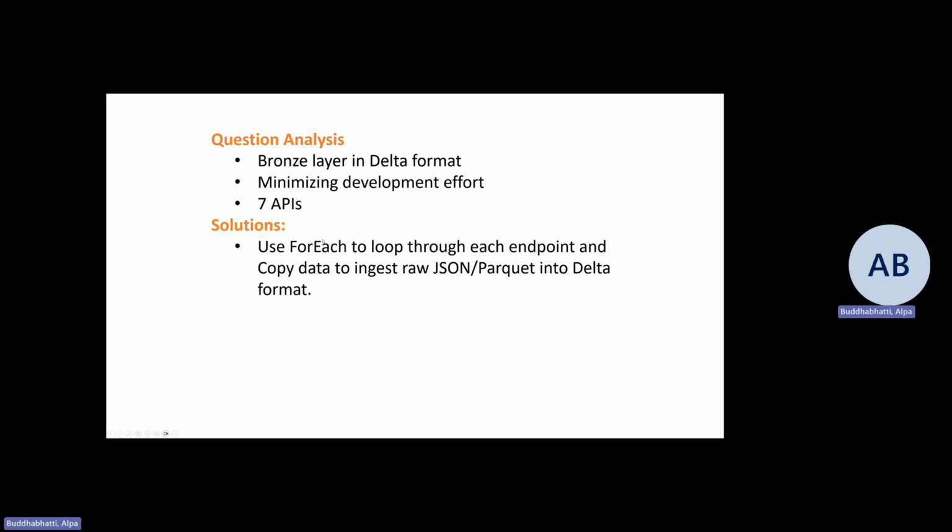So we use a for each loop through each endpoint, and then we copy the data in raw format, JSON or parquet, into a delta format. So we will use a copy activity inside our pipelines. Our source is inside the for each loop because we're using the loop, as we need to minimize development efforts.